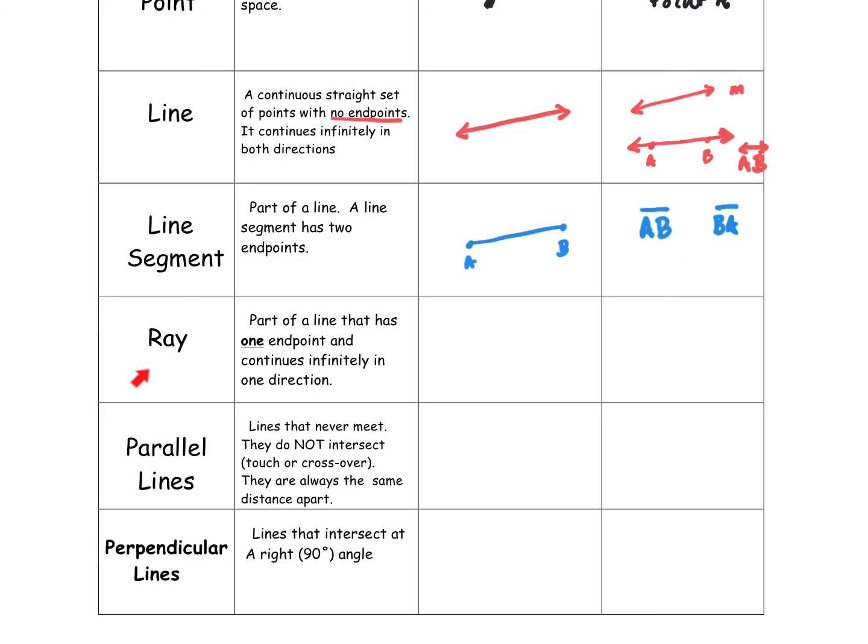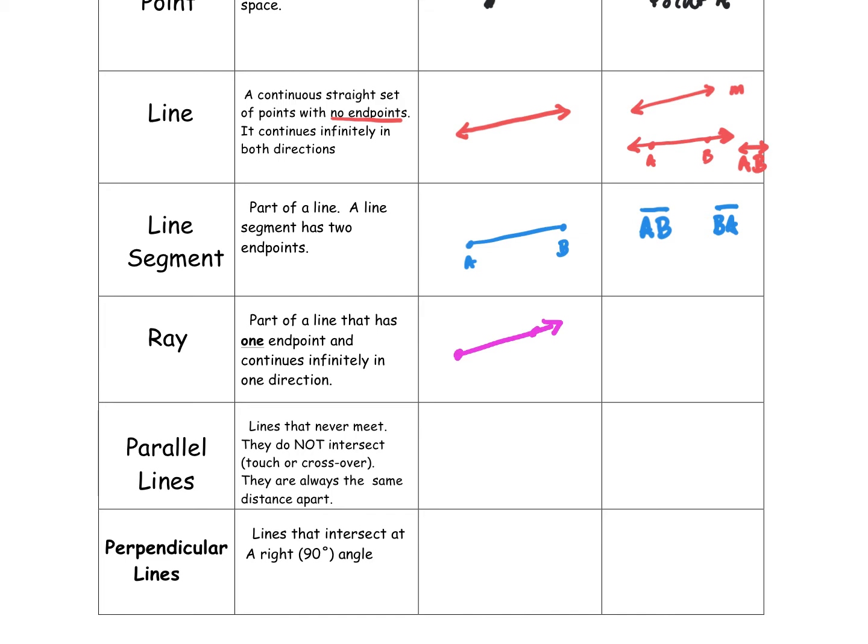Our next term is ray. And a ray is part of a line that has one endpoint and continues infinitely in one direction. And infinitely means forever. So, for instance, if I drew a ray, and they don't always have to go in this direction, they just happen to be drawing from left to right this way. So I have an endpoint, and then this ray goes on forever in the other direction.